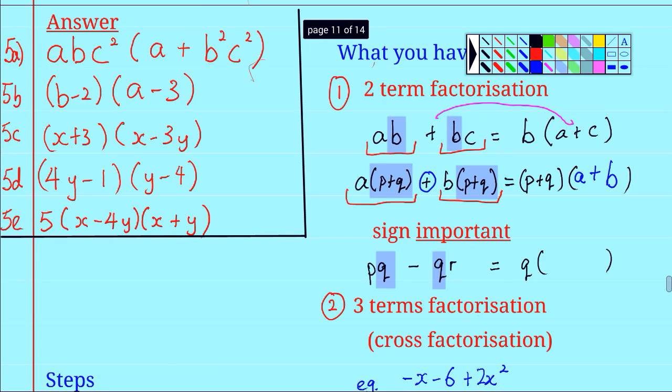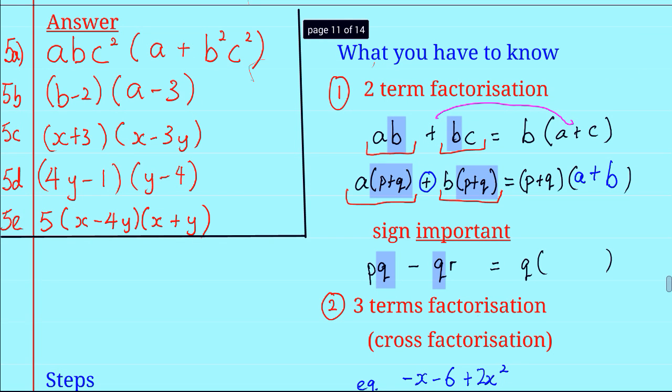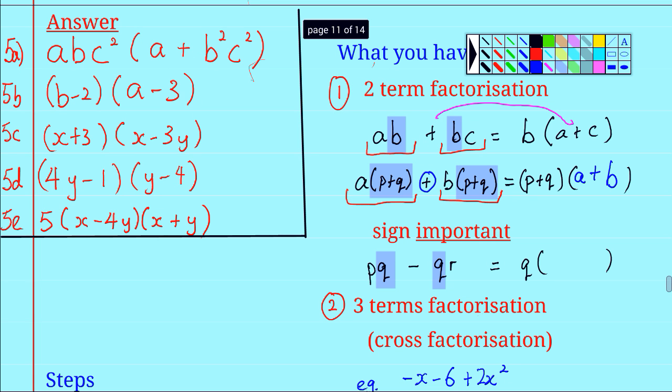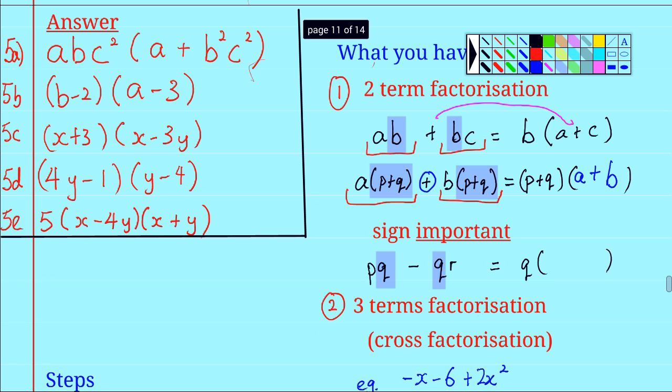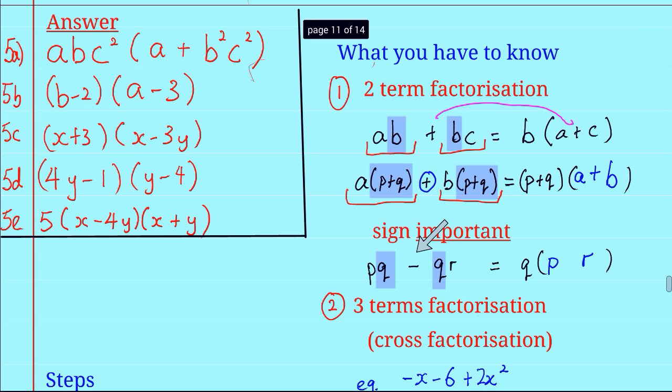Okay, now it is important to note that the sign here is very important. So let us look at the example here, PQ minus QR. We know Q is common. Yay, we can take out Q. Now what is left inside the first term? Very good. I can write down P, and then the second term I have R. Now the sign in between them is minus, so it is very important that over here you put a minus as well.